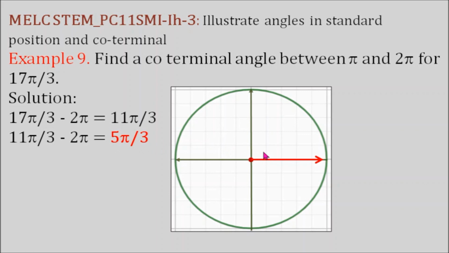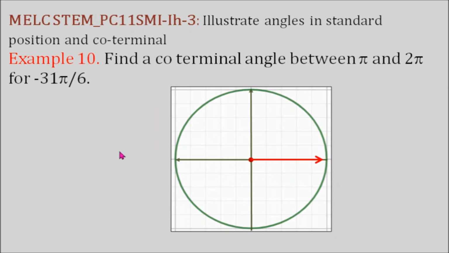How do we draw that one? 5 pi over 3 is somewhere here. This is our angle.